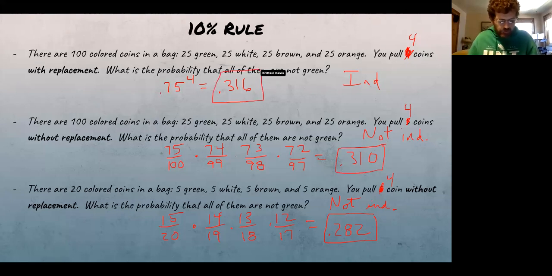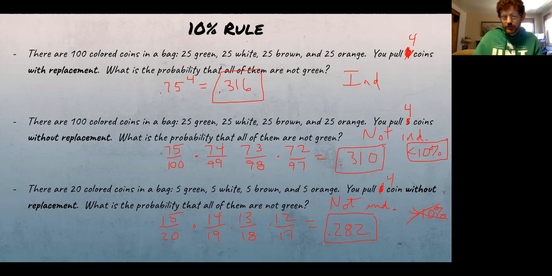So the last two are not independent, but in this one less than 10% of the population was pulled, and this one is more than 10% of the population. So the 10% rule is being followed right here, and it's not much difference. The 10% rule is being violated in the last one. You can see, I think about a 3.5% difference is a pretty big difference. So you can see, mathematically, why that 10% rule is there.